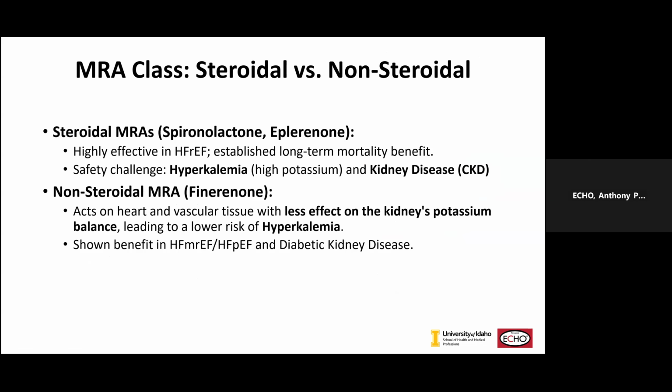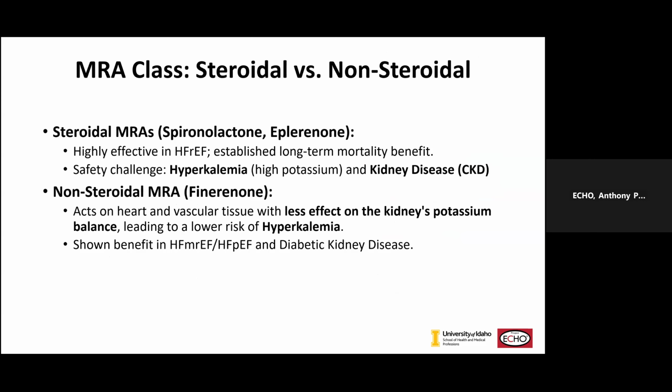So first thing we're going to look at is the MRAs. Typically, you have two classes, the steroidal versus the non-steroidal. The non-steroidal are a newer class, more recently being studied, and that includes finerenone. But your classic ones that most everyone has heard of are spironolactone, that's been around a while, and then eplerenone.